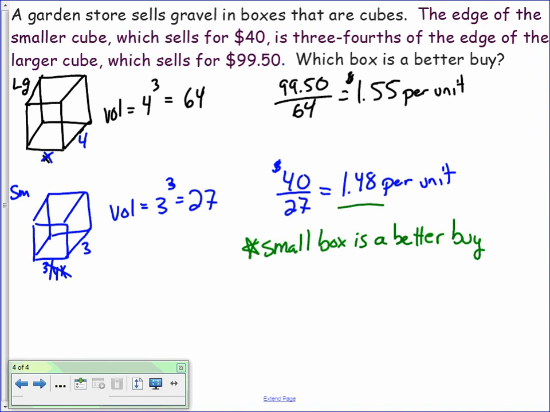You save 7 cents per unit of volume, whether it's cubic inches or meters or whatever it happens to be. If these were multiples, maybe the smaller one was 6 and the larger one was 8 inches on the side, it doesn't matter. We figured out per the basic unit what this would work out to be.